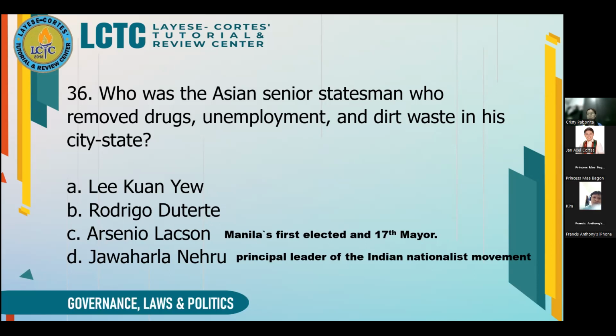B, ma'am. Letter A, ma'am. Lee Kuan Yew. Yes, very good. It is letter A, Lee Kuan Yew. He was the prime minister of a country in Southeast Asia. Lee Kuan Yew became the model of Rodrigo Duterte.